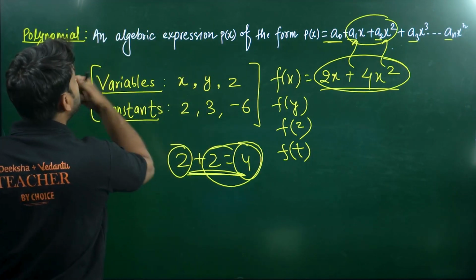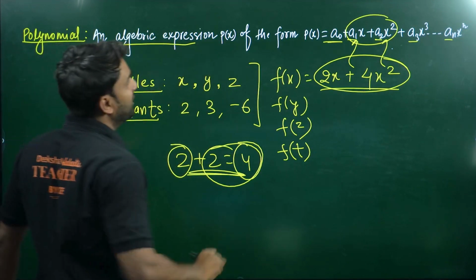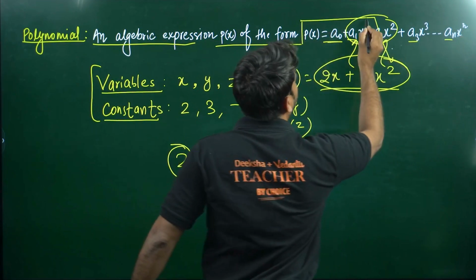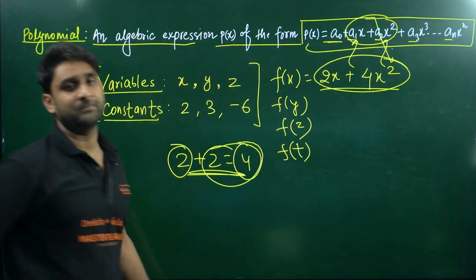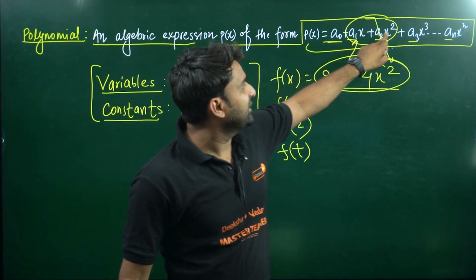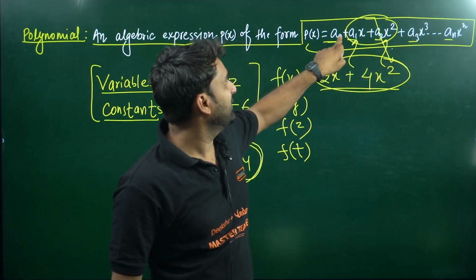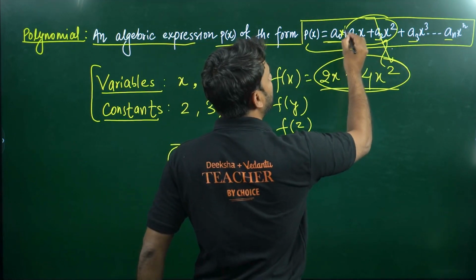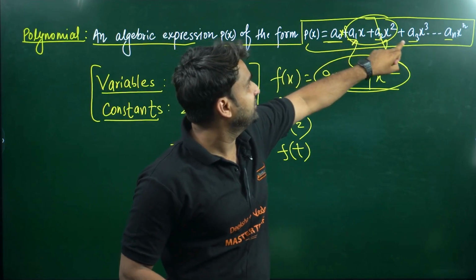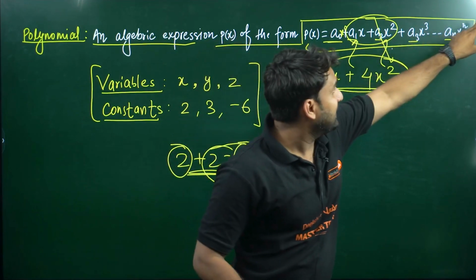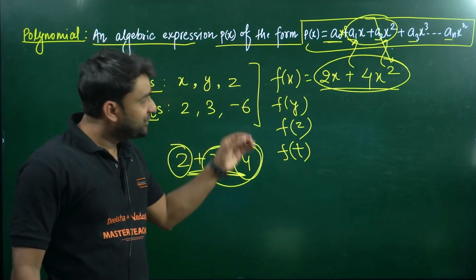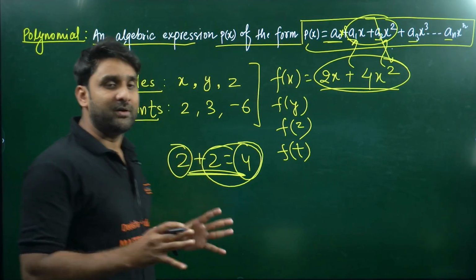So polynomial is basically an algebraic expression p(x) of this form. This is the standard format for polynomial. Make sure the power of the variable is in increasing order. Here no variable is there, it means the power of the variable is 0. Now the next power of the variable is 1, next is 2, next is 3, and at the end the power may be n, if we are writing n number of terms. So this is all about polynomial. I hope you have understood it.